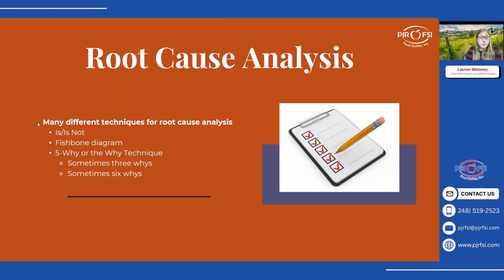Okay, so how do you get to the correct root cause? There's actually quite a few different techniques for root cause analysis. There's the is/is not, the fishbone diagram, and the 5 whys or the why technique. 5 whys is a guidance. Sometimes you can get to the root cause with 3 whys. Sometimes you need more than 5, and it would take 6 whys. It all just depends on that specific root cause. And we're going to use the 5 why technique as an example today.